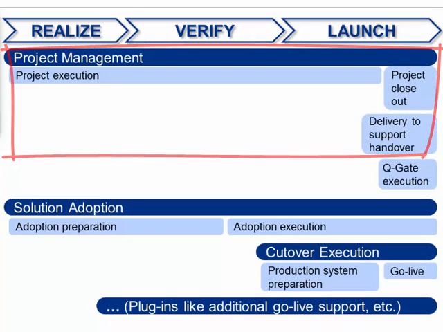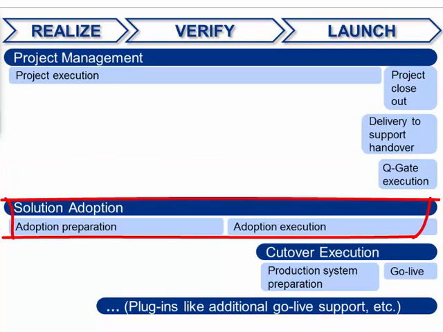In the solution adoption stream, the customer prepares the transition plan that will be used to roll out the new solution within the organization and with other impacted parties. This includes activities to train users, initiate productive use of the new solution, and push adoption within the organization. Then the planned activities are executed.